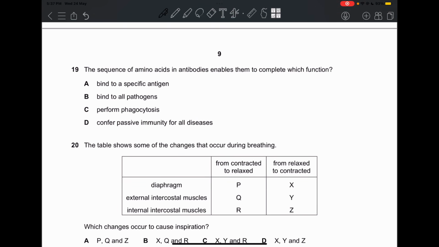19. The sequence of amino acids in antibodies enables them to complete which function? As we all know, the sequence of amino acids will produce specific antibodies that will bind with specific antigens. So if the antigen is unknown, the antibody will kill that cell or that unknown bacteria that entered the body. So our answer is going to be A.